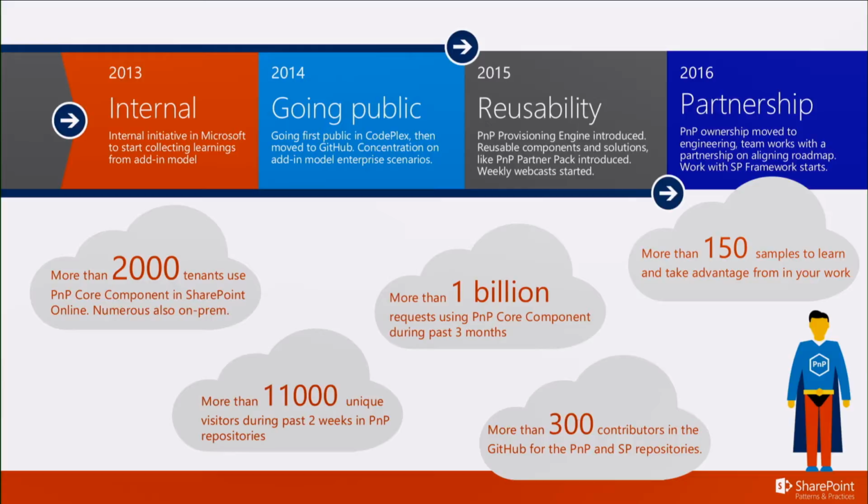We have more than 300 contributors. Obviously, there are people who've contributed more and people who contributed less, but 300 contributors across the PnP repos is a humongous number as well. And we have more than 150 samples to get you started. So you don't have to go and start looking into how do I do X and Y and Z. Can I modify user profile properties using CSOM? Or is there an alternative way of doing that? How do I do branding on-premises? What about responsive UI? We've got those samples covered.